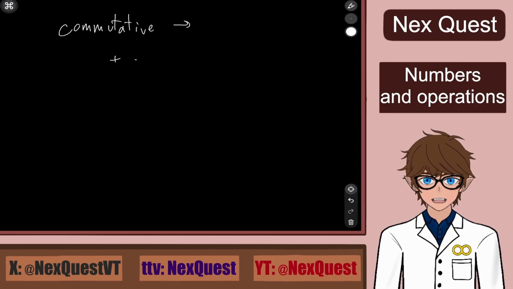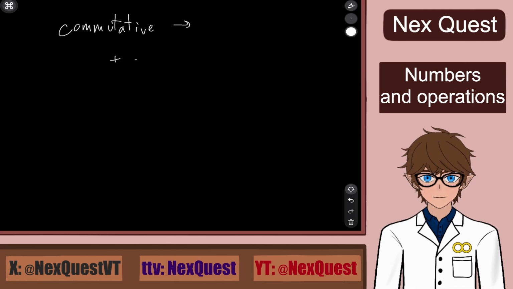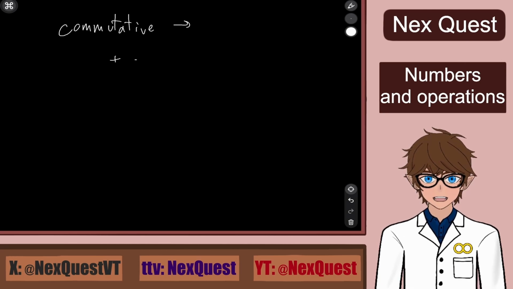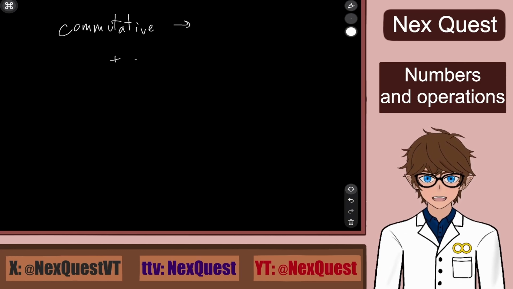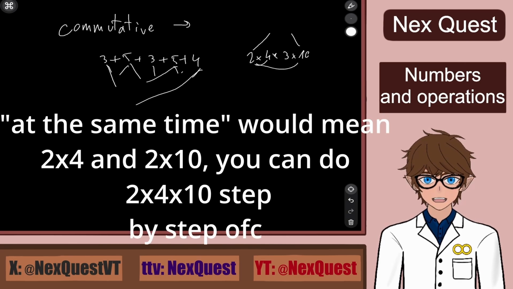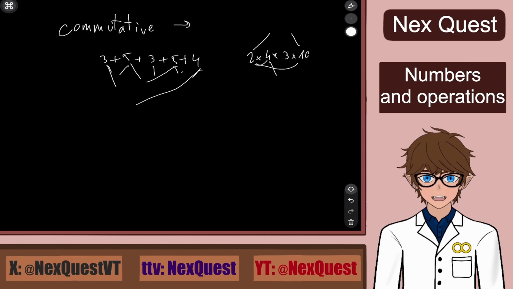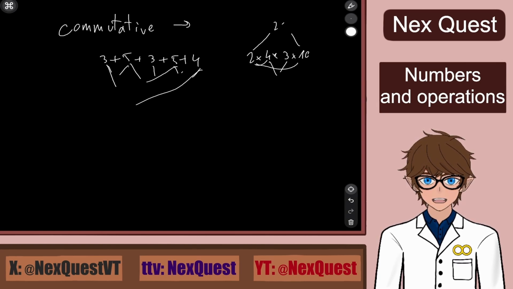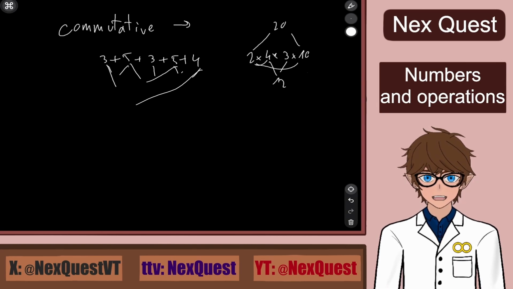Same for multiplication. 2 times 4 times 3 times 10. We can multiply any of the two and get the same result, as long as we keep the rule that we don't multiply 2 with 4 and 10 at the same time. For instance, we would multiply 3 and 4, and 2 and 10, we would get 12 and 20, and we would get to 240 as a result.